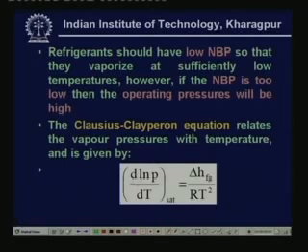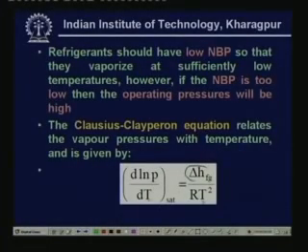This is given by d ln P by dT, where ln is the natural log, and P is the saturation pressure at any temperature T. So the slope of saturation pressure to temperature on a semi-log scale is equal to delta h_fg divided by RT square, where delta h_fg is the latent heat of vaporization at a particular temperature T, T is in Kelvin and R is the gas constant. So you can see that this relates the saturation pressure and temperature with the latent heat of vaporization. This is a very useful equation, and using this equation we can find out the latent heat of vaporization if you have the saturation vapor curve.